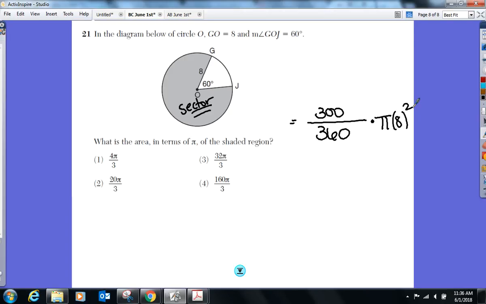Just, yes, correct. But just right now, put the darn thing in your answer. Whatever's left over, I'm going to multiply with a fraction template. 300 over 360 times 8 squared. And as a fraction, it'll end up being 160 over 3.